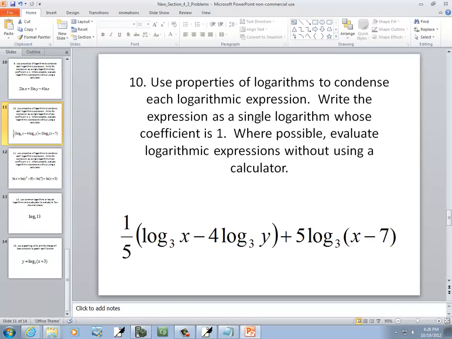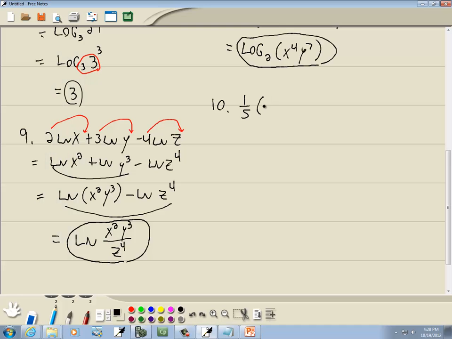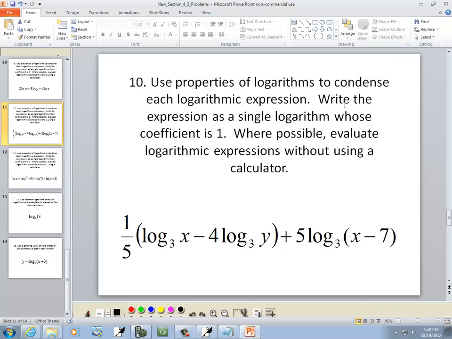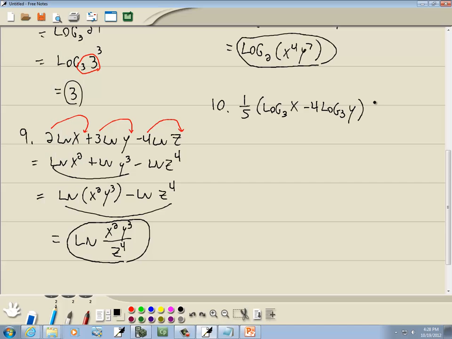Okay, so we got 1/5 log base 3 of x minus 4 log base 3 of y plus 5 log base 3 of x minus 7. Well, think back to your order of operations. Your order of operations tells you to do what's inside the parentheses first. So we look at inside the parentheses here. Well, we could normally use the subtraction, the minus here, and rewrite as division, except there's a number in front of the log. So first thing I'm going to do is take that 4 and put it as my power.